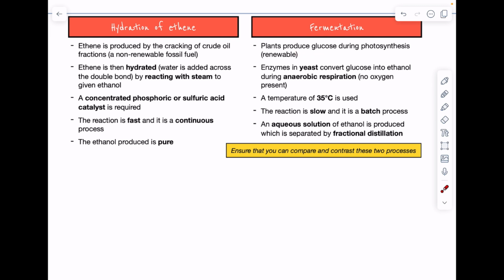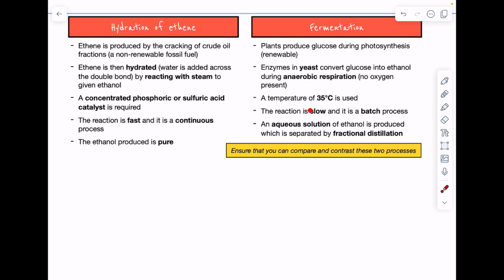Fermentation uses sugarcane containing glucose as its raw material. Because that sugarcane is grown, we can say that it's a renewable resource. You're going to add yeast because the yeast contains the enzyme zymase, which causes the conversion of glucose into ethanol due to the anaerobic respiration of that yeast. Remember, anaerobic refers to the lack of oxygen.